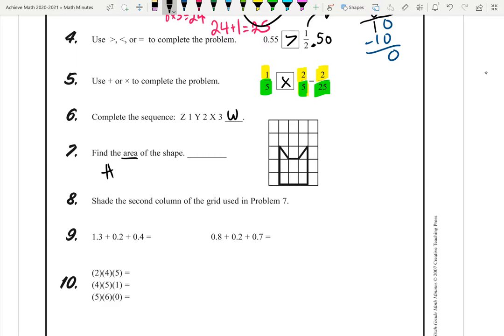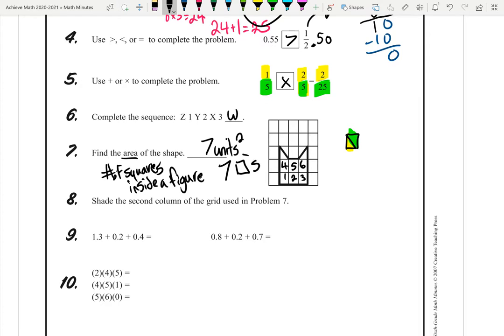Remember, area is the number of squares inside of a figure. This is going to be a vocab word that you need to memorize. So, how many are there? 1, 2, 3, 4, 5, 6. And notice how I have a half and another half. If I arrange them on top of each other, it's going to make a whole. So I'm going to say that the area of this is 7 units that are considered square. Remember, this is the same thing as saying 7 squares.